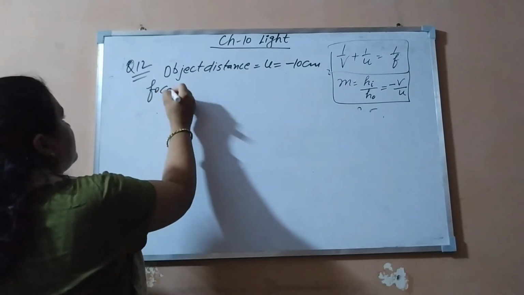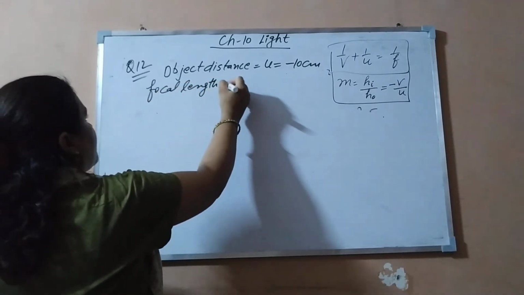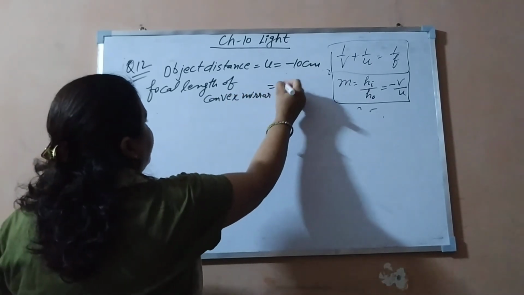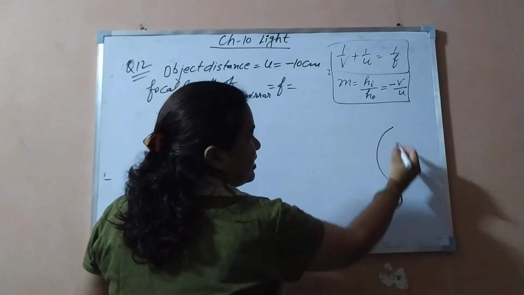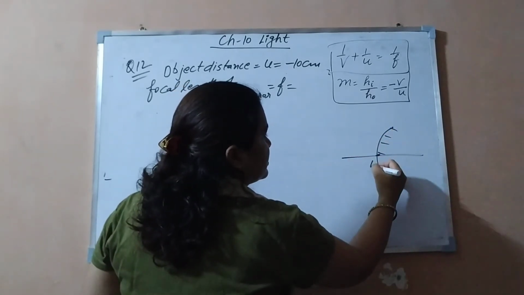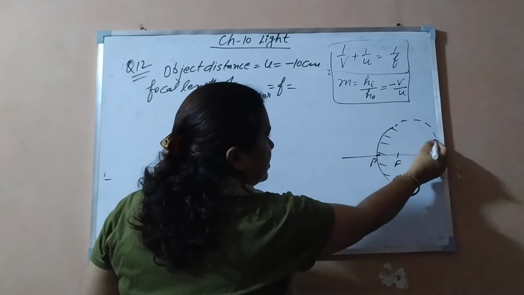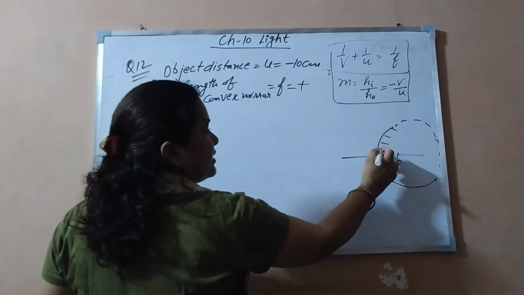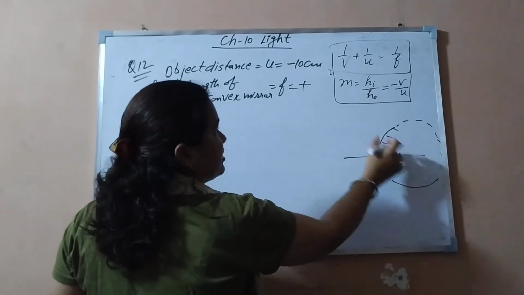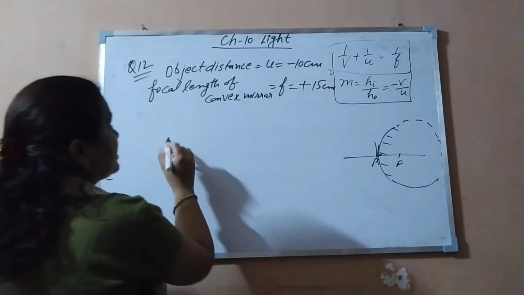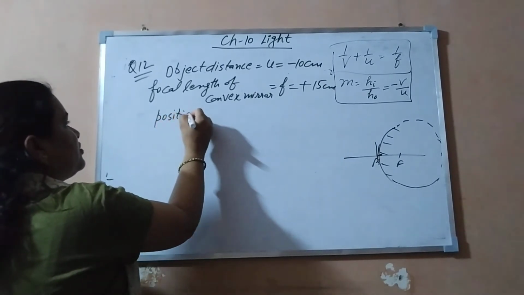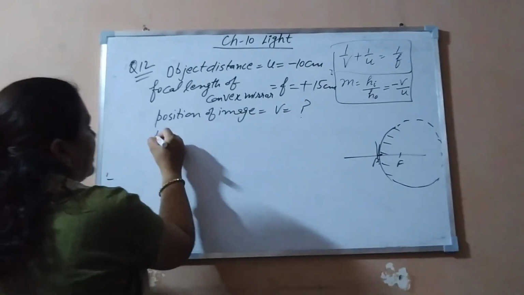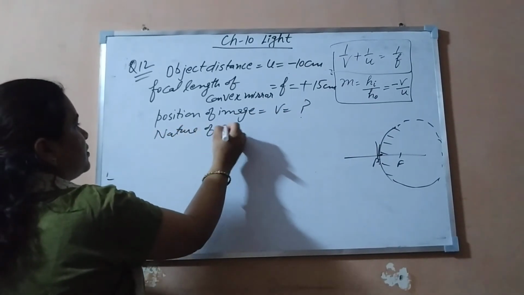And what is the focal length of a convex mirror? Focal length of a convex mirror is given by f. And we know that when we have a convex mirror, its focus is virtual. If you complete this circle, you will get its focus behind the reflecting surface. So it is on the right hand side of the pole. So according to the sign convention, plus 15 centimeter. What is asked now? Position of image, that we have to calculate. That is the v value asked, and nature of image is asked.